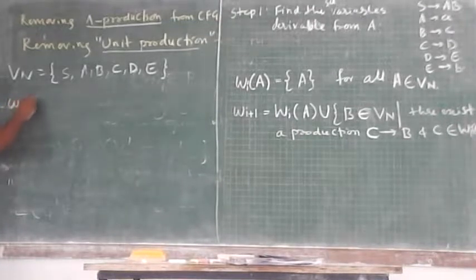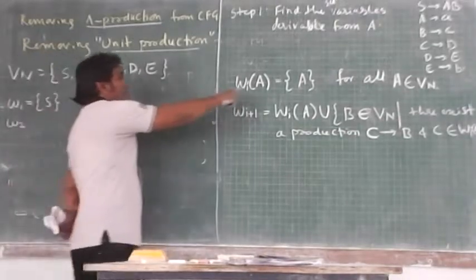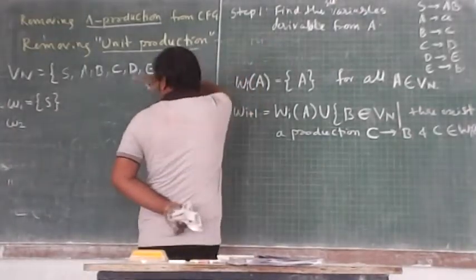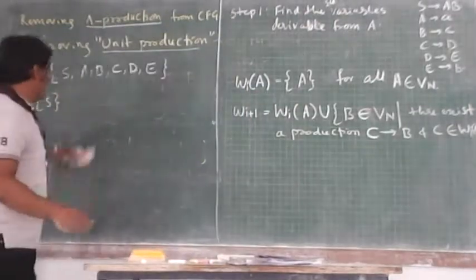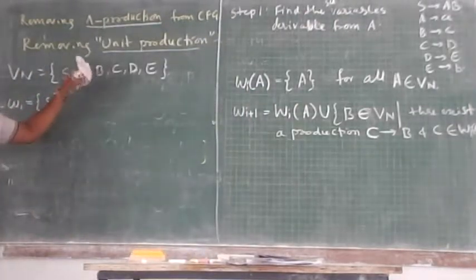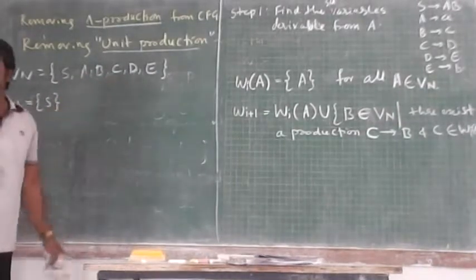Calculate W1. Start with S. Okay? Go for calculating W2. As per this, select the variable. I selected the first variable as S, or you can start with any variable. You can start with A, B, or anything. But you have to cover calculating the working set for all variables.